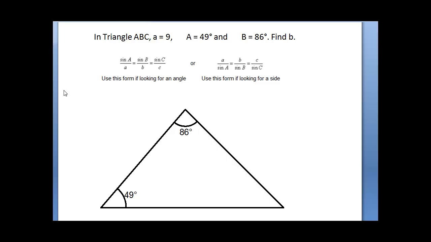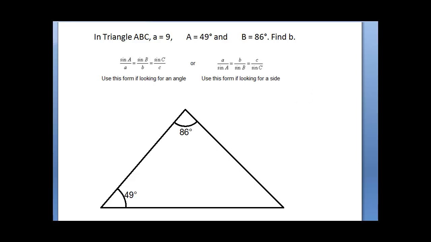Okay, so here's the example. In triangle ABC, little a is 9, capital A is 49 degrees, capital B is 86 degrees, find little b. So we know the capital letters are going to be the vertices or the corners, all right? Think of those as the angles. So let's worry about those first. I'm going to let the angles go in first.